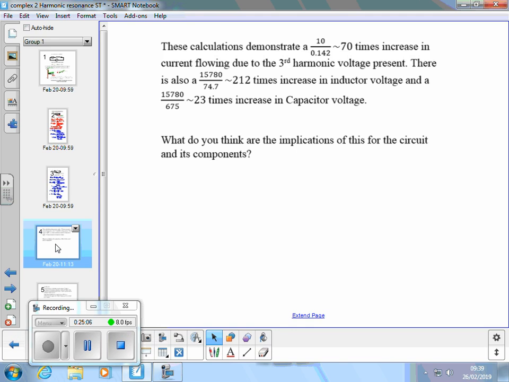Okay, we've got calculations that demonstrate a 10 over 0.142, i.e. approximately 70 times increase in current flow due to the third harmonic voltage being present. There's also a 212 times increase in the inductor voltage and a 23 times increase in the capacitor voltage. What do we think the implications are for the components of the circuit?